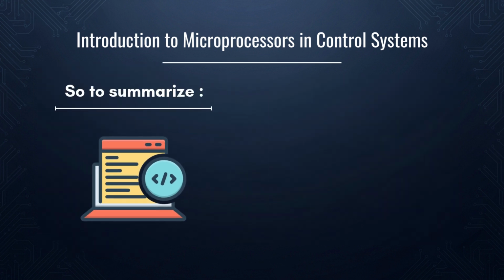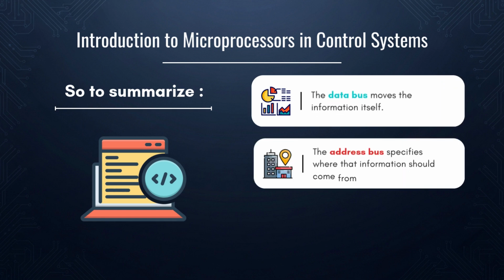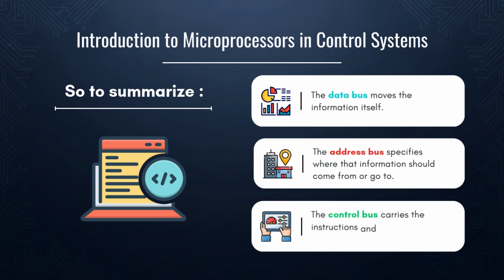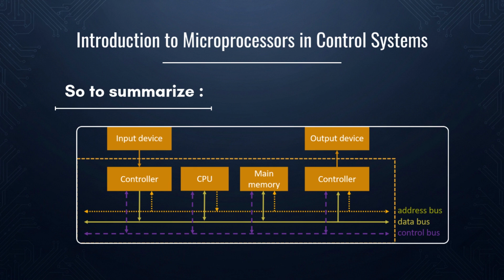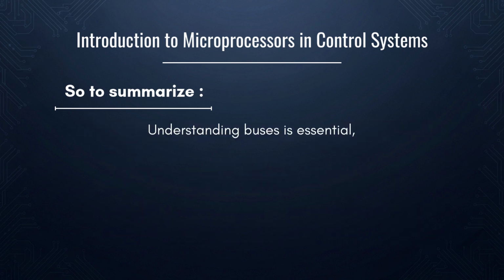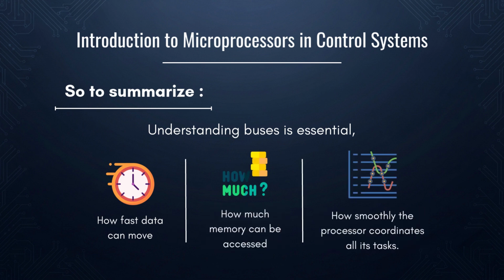So, to summarize, the data bus moves the information itself. The address bus specifies where that information should come from or go to, and the control bus carries the instructions and timing signals that keep the whole system in order. Together, these three buses form the communication backbone of a microprocessor system. Without them, the CPU would be isolated and unable to interact with memory or with the outside world. Understanding buses is essential because they define how fast data can move, how much memory can be accessed, and how smoothly the processor coordinates all its tasks.